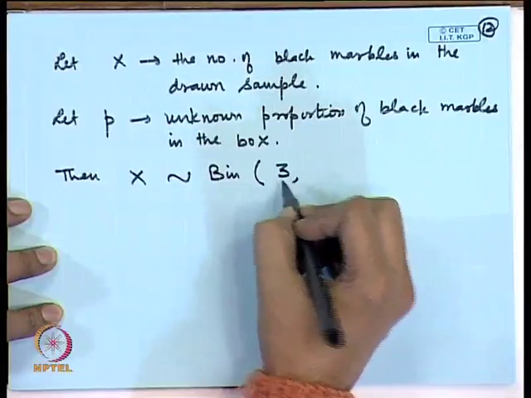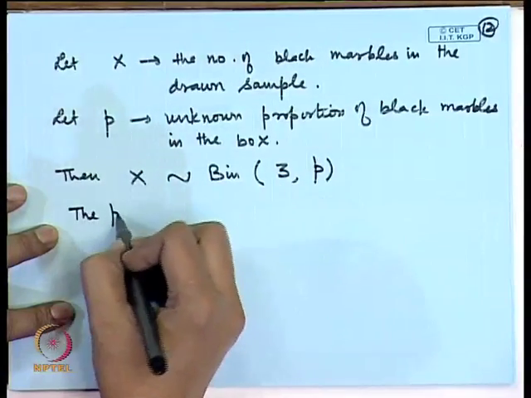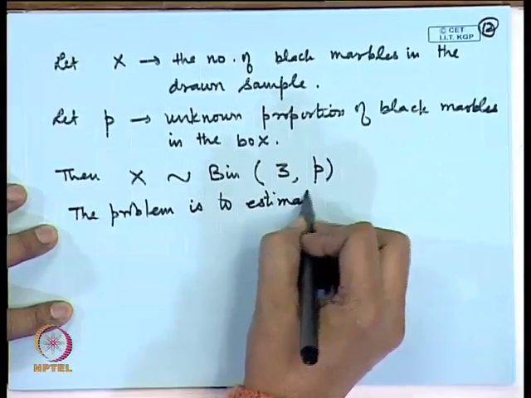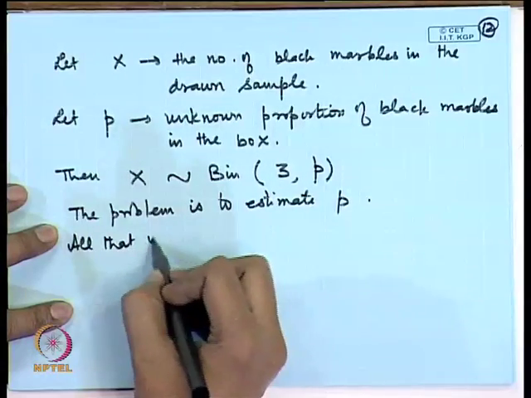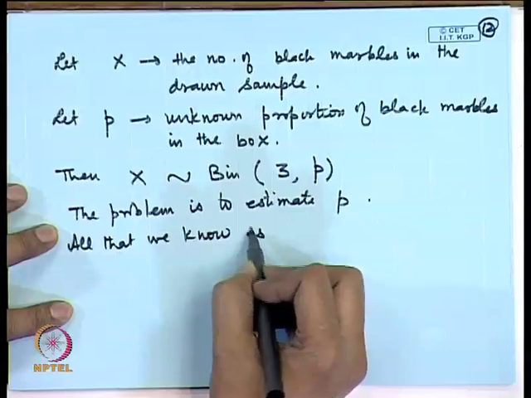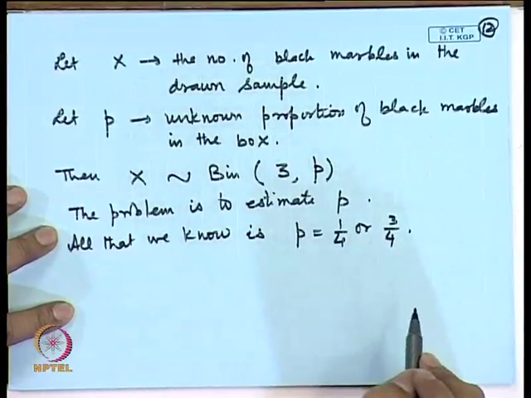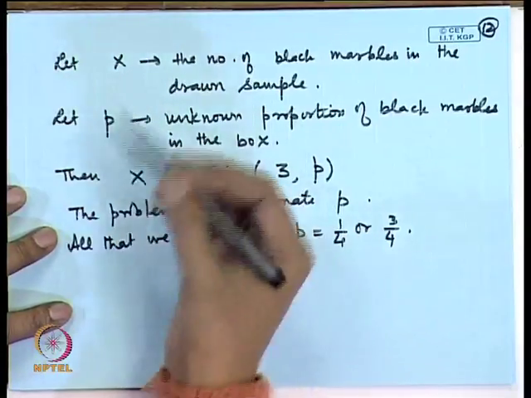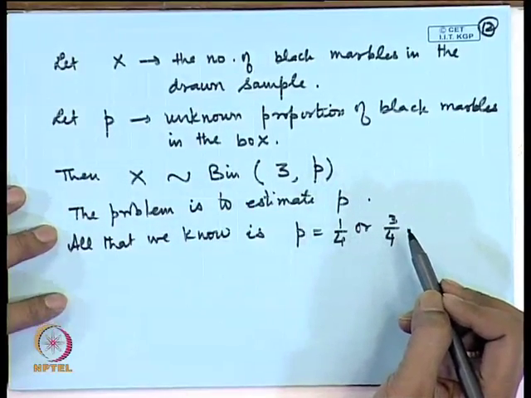That means, I am saying X follows a binomial distribution with parameters 3 and p, and the problem is to estimate p. All that we know is that p is 1/4 or 3/4. So, partial information is available, but we do not know exactly. So, on the basis of my reported X, that means, on the basis of my sample, we should take a decision whether p should be 1/4 or 3/4.